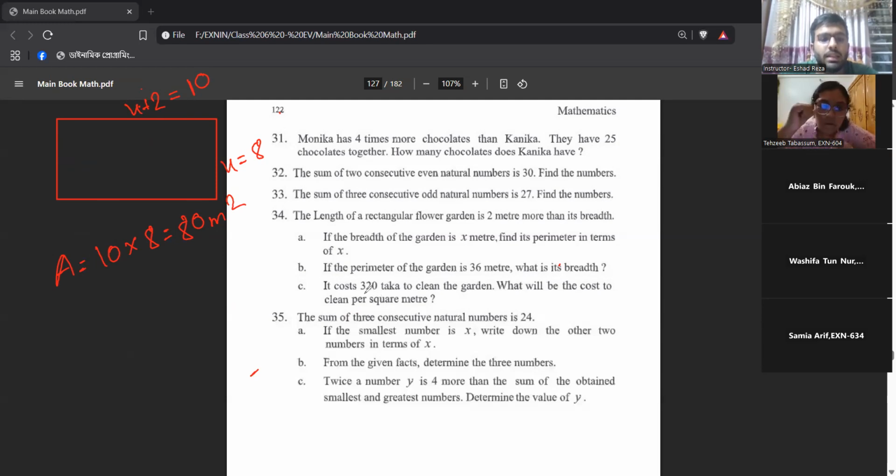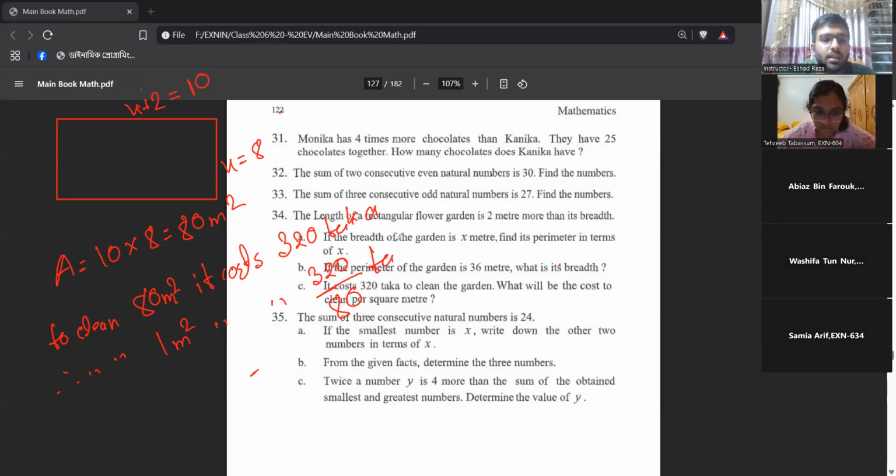they're saying it takes 320 taka to clean the garden. To clean the whole garden, it costs 320 taka. I forgot what the process is called, but you write like this, that to clean 80 square meters, it costs 320 taka. So to clean 1 square meter, it costs 320 divided by 80 taka.